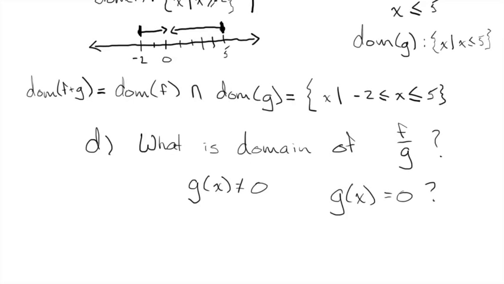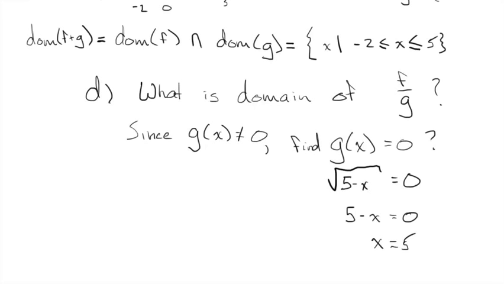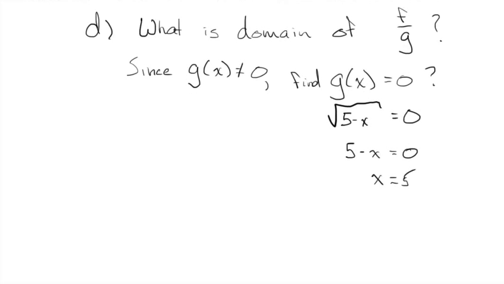Since g at x cannot be 0, we'll find when g at x equals 0. And if you remember, g at x was root 5 minus x. So when does that equal 0? Square both sides. 5 minus x equals 0, which would mean x is equal to 5. So we need to take out this value when x is equal to 5. So we had said x is all numbers between -2 and 5, including -2 and 5, but now we're not allowed to include 5.